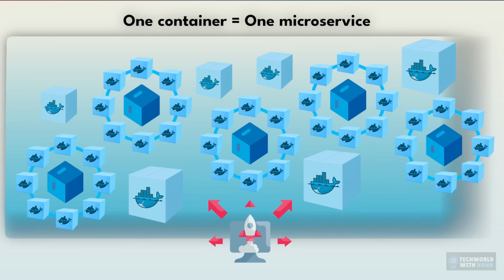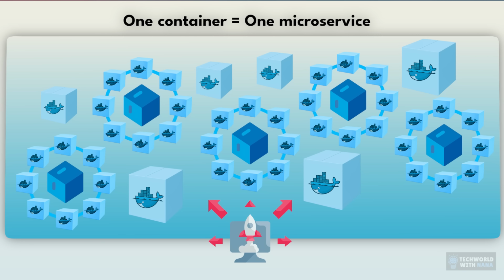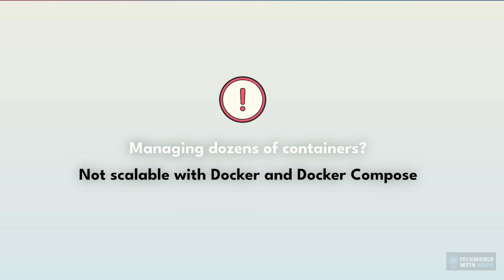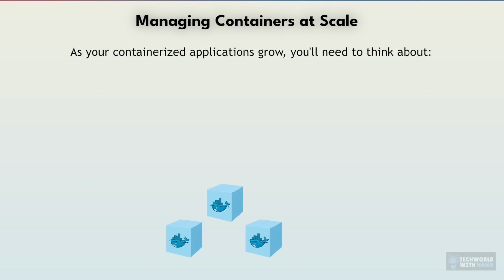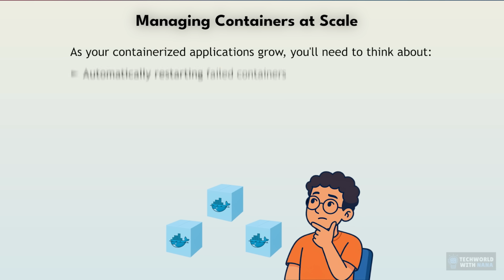And when you deploy them all as containers on a production environment, managing these containers will quickly become just impossible with Docker alone, or even Docker Compose, simply because Docker and Docker Compose do not solve all the challenges of running containers at scale, like hundreds or thousands of them. And as your containerized applications grow, you will need to think about automatically restarting the failed containers because you can't be manually logging in and restarting hundreds of containers every single week.